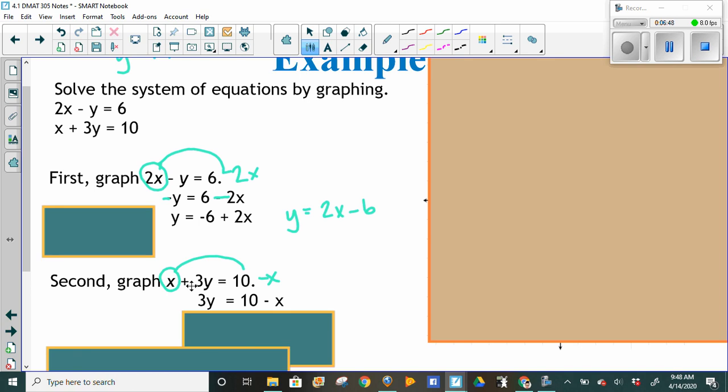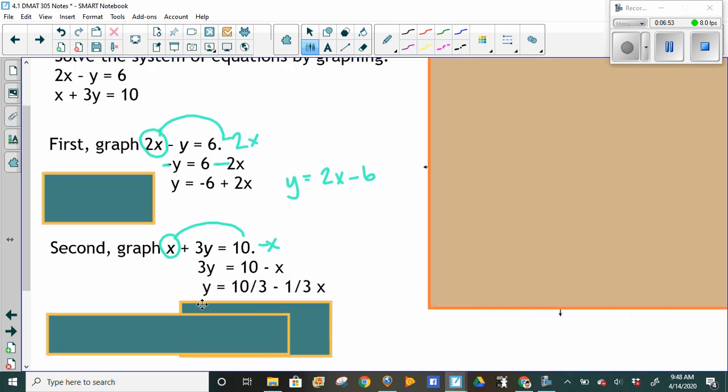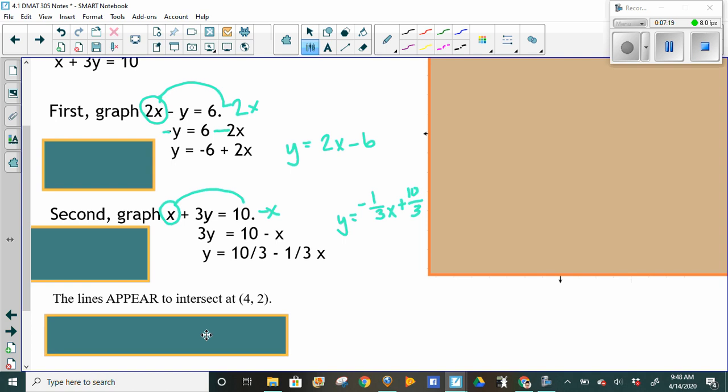And now we're going to have to divide every piece by 3. So when we divide every piece by 3, we get y equals 10 over 3 minus 1 over 3x. And again, to write it in the form that we're used to seeing, negative 1 over 3x plus 10 over 3. So remember, it doesn't matter the order of this as long as it says y equals. All right, so now we're going to graph them and we're going to see that they intersect at 4, 2.